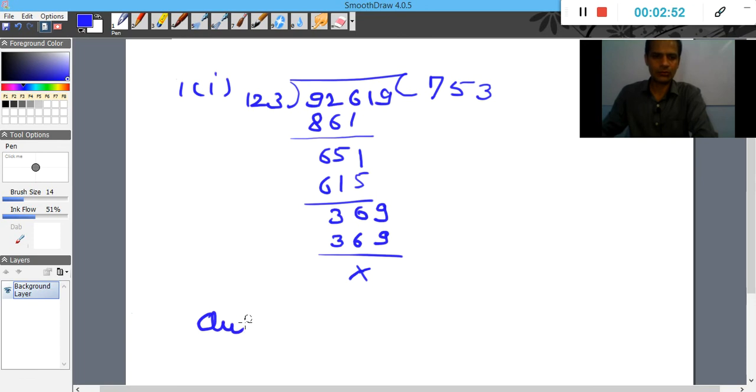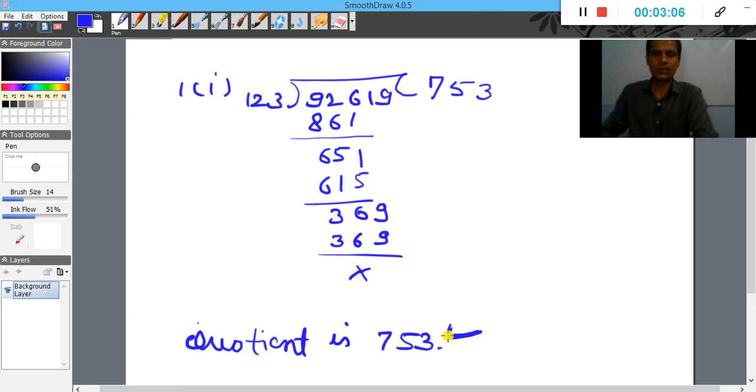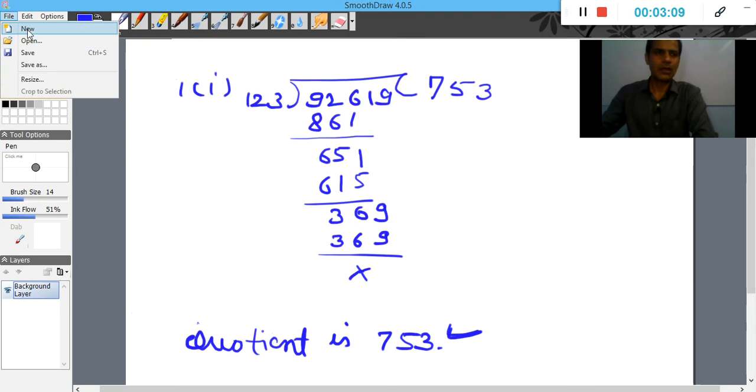You have to write your answer. It is quotient. Okay, so you have to write quotient is 753. This is answer of first part. Now move to second part.